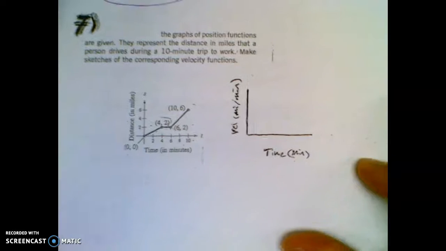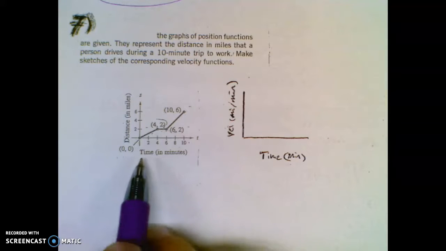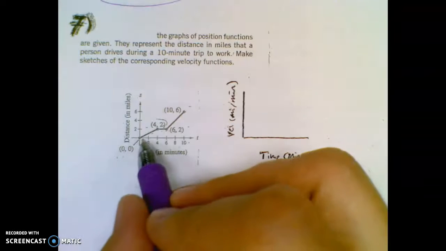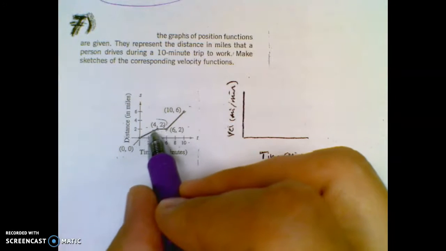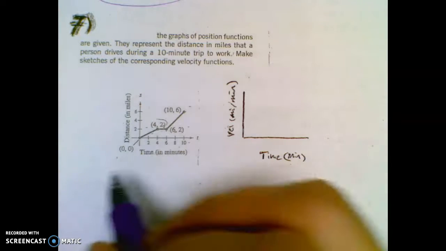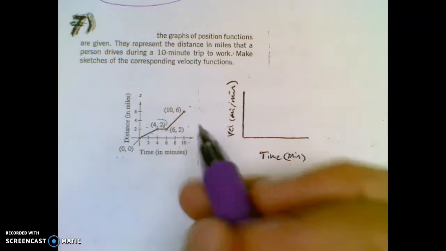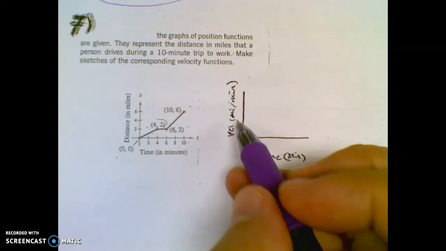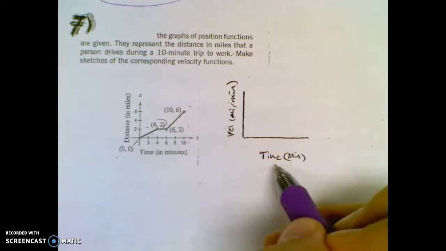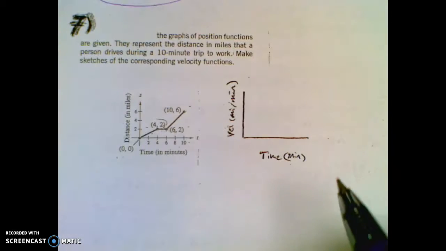One last weird question, but you do this in physics class a lot, and that is the graphs of position functions are given. So this is a graph of a position. Imagine something, you can track how far it's gone in miles and how long it's taken. You know, your phone can probably track that. And I want to make a graph of the velocity in miles per minute over time in minutes. I want to change it from a distance graph to a velocity graph.